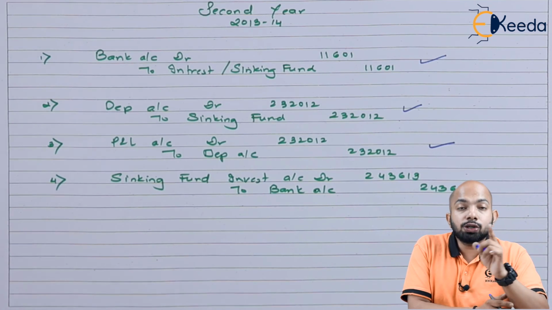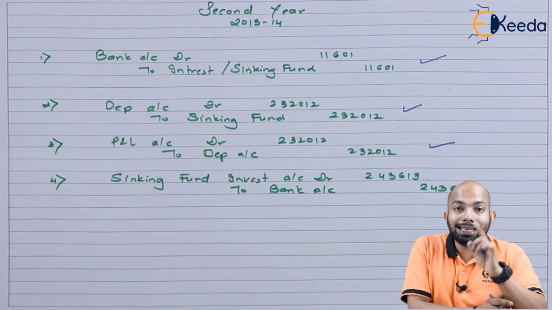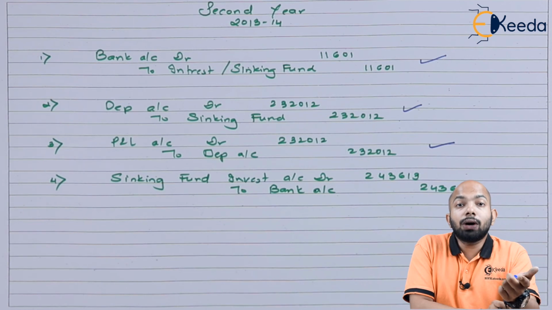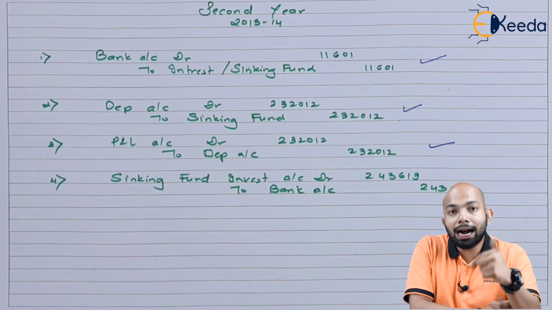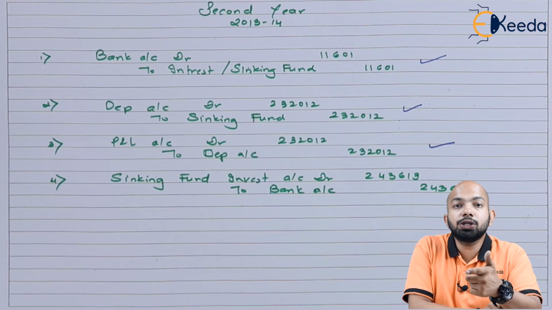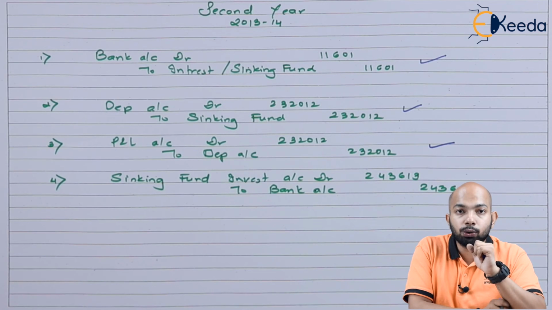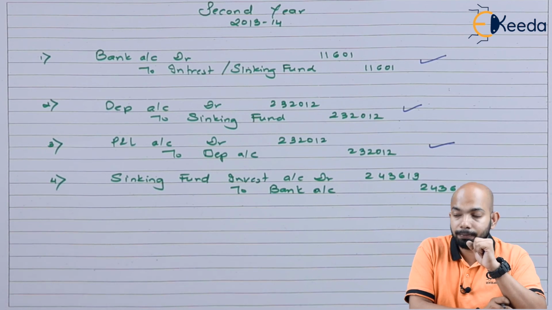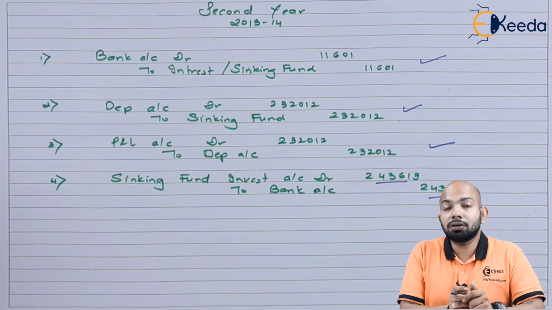So you don't invest 2,32,012 as compared in the first year. You add the interest that you have earned in the last year's investment and you add it with this investment, and then you mention the total amount of 2,43,000 here. So that's what we have mentioned here. Let's go ahead with the third entry, or rather the third year's entry.